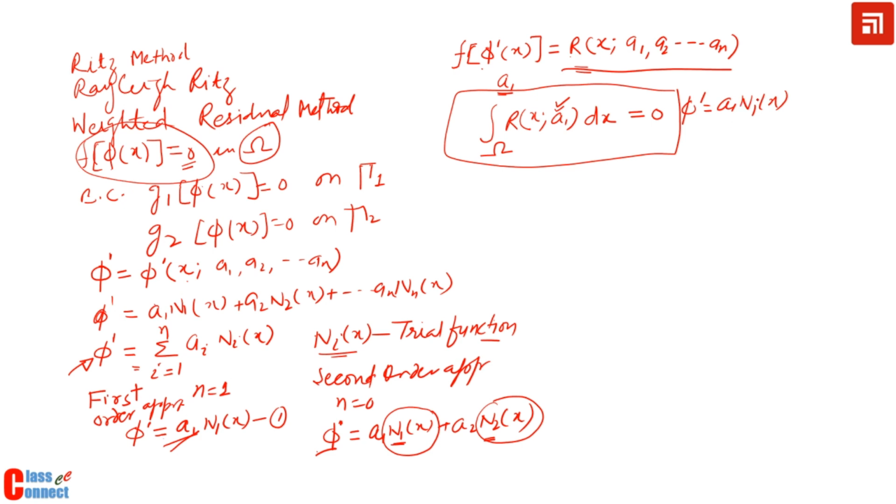So a particular method is there for the trial function, and one condition should be satisfied: it should be continuous and it should be differentiable up to the highest order present in the governing equation. So for this particular method, we can take a simple example to understand it.